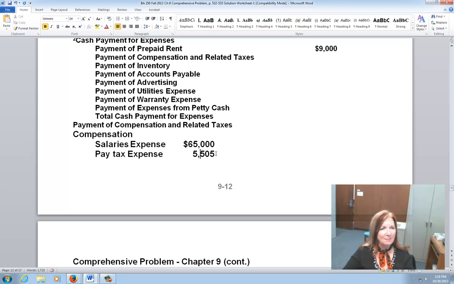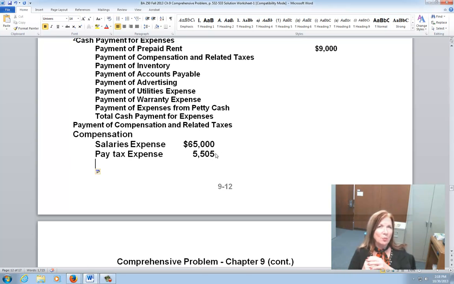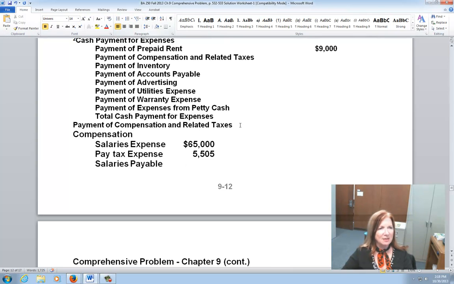And then the other compensation that I have here is salaries payable, because I'm working now with cash. I'm working with the cash that went out in 2009, and those were earned in 2008, but the cash wasn't paid until 2009. So the salaries payable represent the salaries where the cash was paid out in 2009. So now I have to come back up here and look for salaries payable.